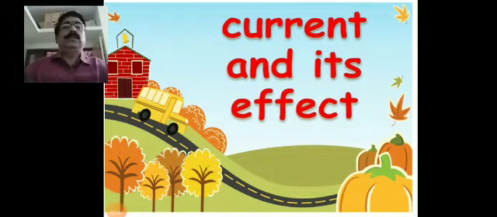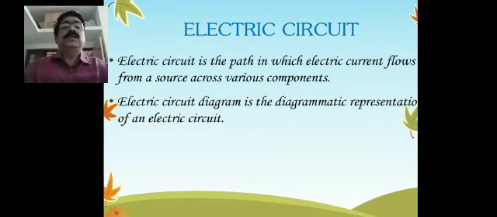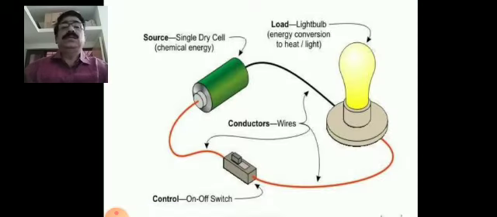Hello students, let us discuss the chapter today: current and its effects. It's an electric circuit. When you talk about the path in which the electric current flows from a source to various components, let us see the diagrammatic situation.